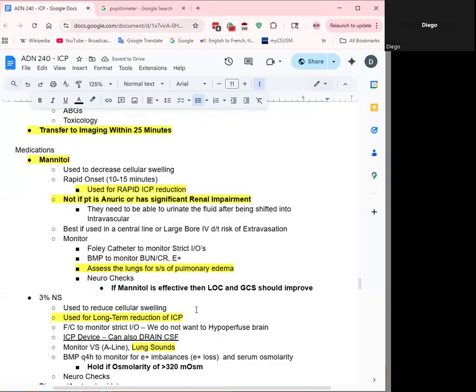A lot of these neuro patients are going to have 1 hour neuro checks. For someone on mannitol, if it's effective, you'll see an increase in the Glasgow Coma Scale, an increase in the level of consciousness.